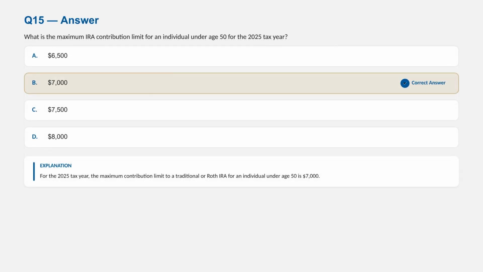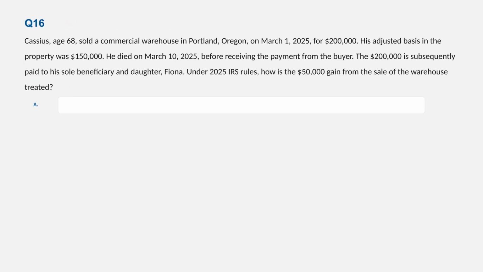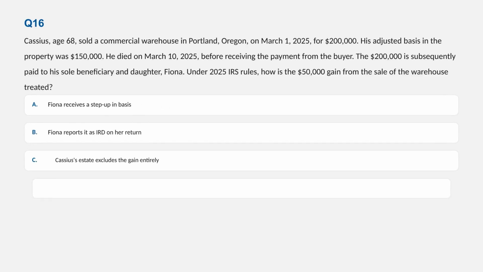The correct answer is B, $7,000. For the 2025 tax year, the maximum contribution limit to a traditional or Roth IRA for an individual under age 50 is $7,000. Great, now let's move to our next question. Alright, let's move to question 16.